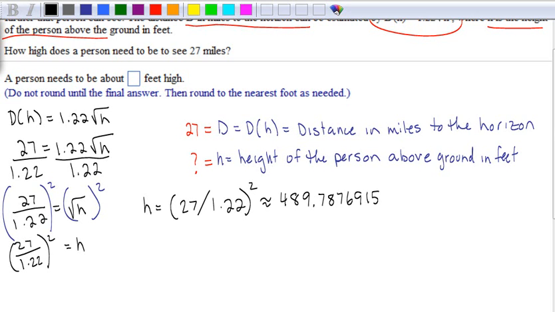Now they do ask you to round to the nearest foot. So if you round to the nearest foot, that means the nearest whole number. So I'm going to look at the number to the right, and it's 0.7. If it's over 0.5, that means that this number is closer to 490 than it is 489. So it's about 490 feet is the answer to this word problem.